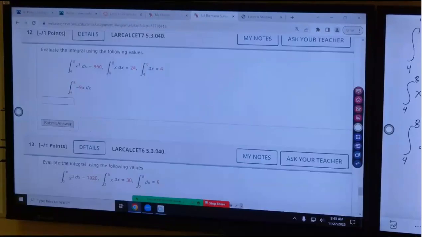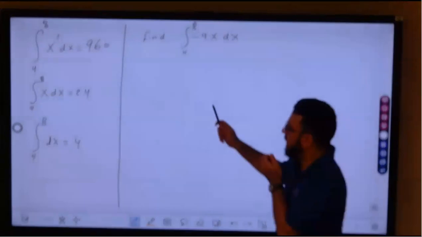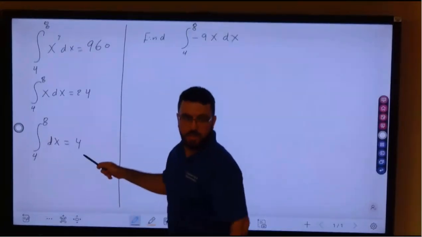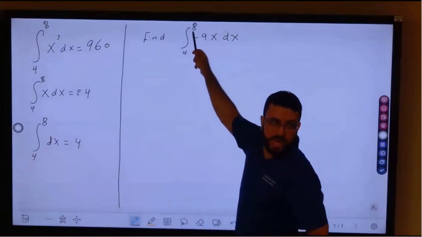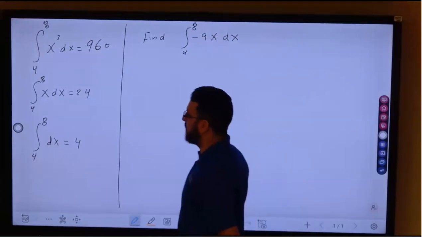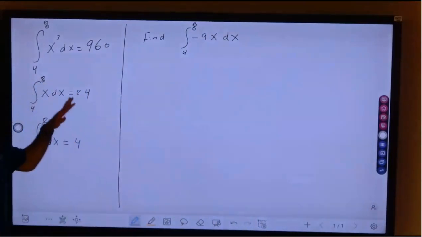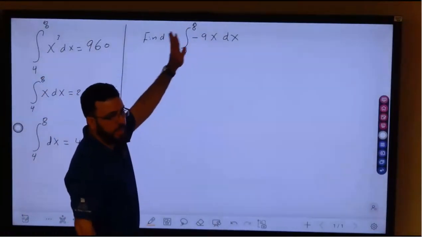So which example is this one? Example 12. So this is already given. All this information they give to you, and they ask you to find what? The integral from 4 to 8 of negative 9x dx. And that's what we're going to learn in the next section. But now they give you these options. Now, don't look at the 4 and 8. Keep it on the end.